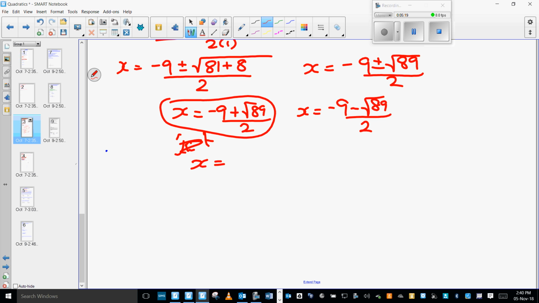And so what are these two values? x equals 0.217, to 3 significant figures. And then the other one is minus 9.22. Note I've just put a little note: 3 significant figures. Your answers should all be exact or 3 significant figures. Those two are now 3 significant figures.